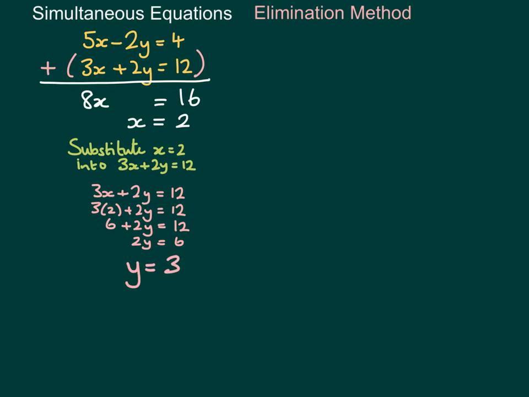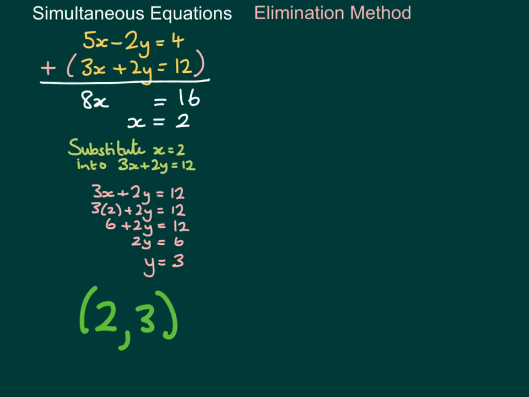And that's it, solved. If we were to substitute x equals 2 and y equals 3 into both those equations, then the equations would give us 4 and 12 as an answer. So the easiest way to write our answer is as a coordinate. So we've got the coordinate 2, 3.